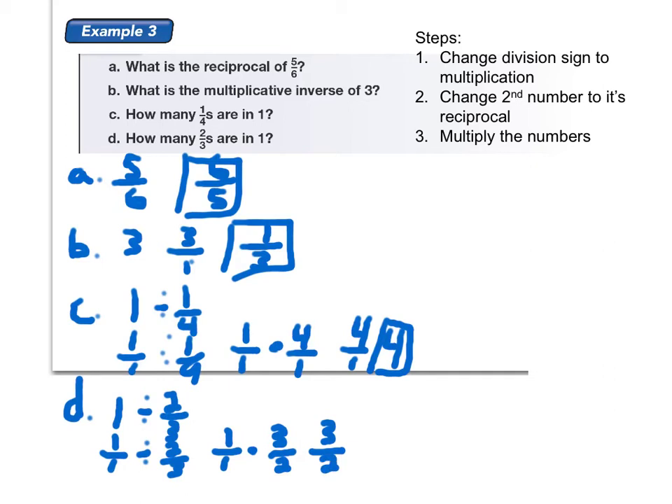Well, I could leave it as 3/2 if you really wanted to. You could change it to 1.5. Either one of these two answers is perfectly acceptable in Mr. Ayers' book. Okay, let's talk more about dividing fractions.